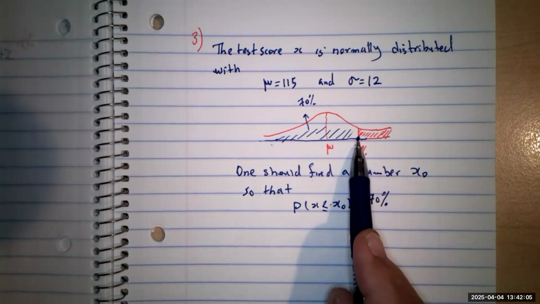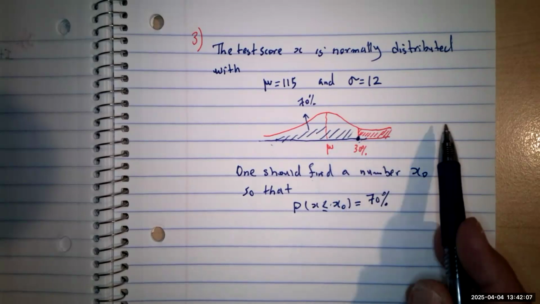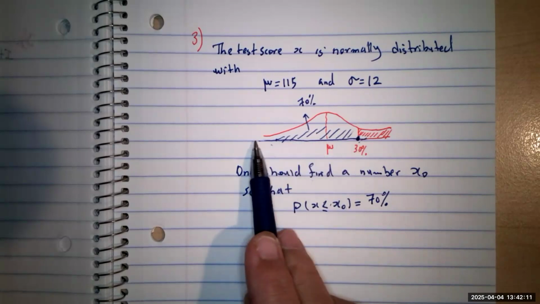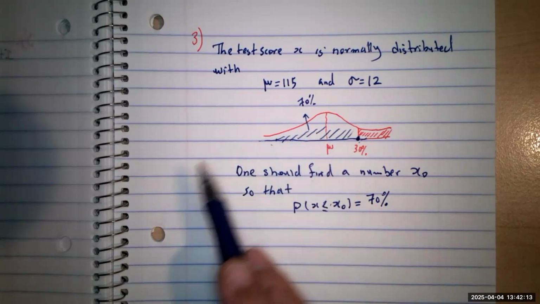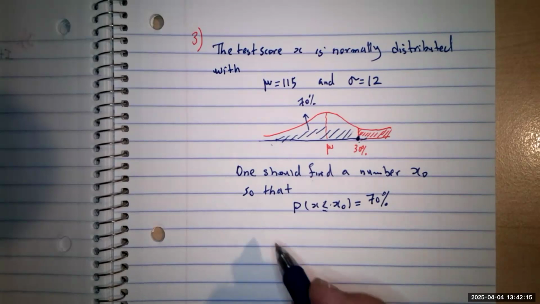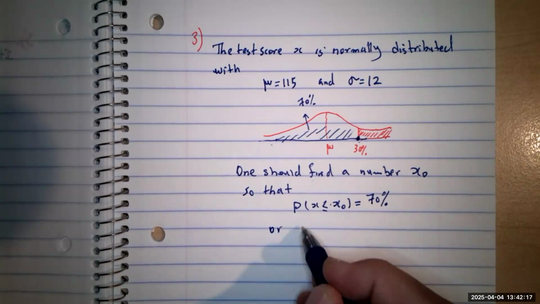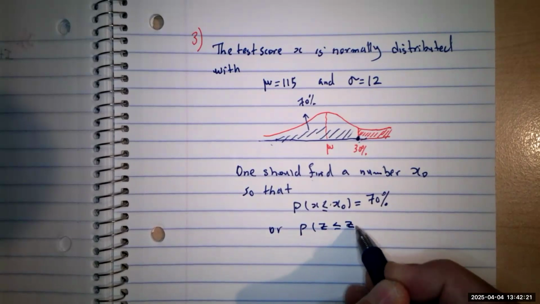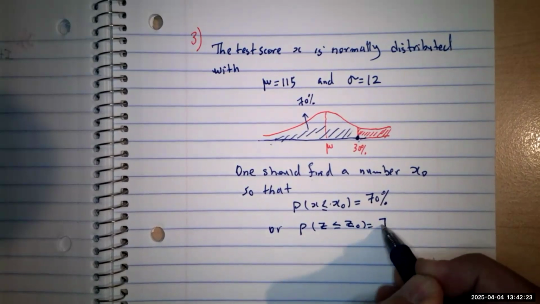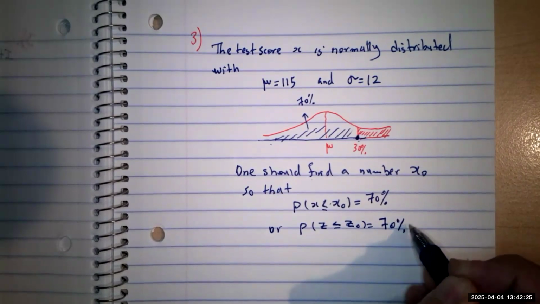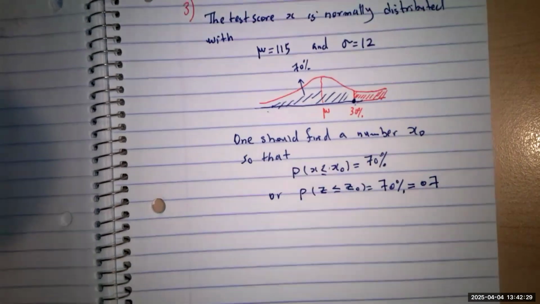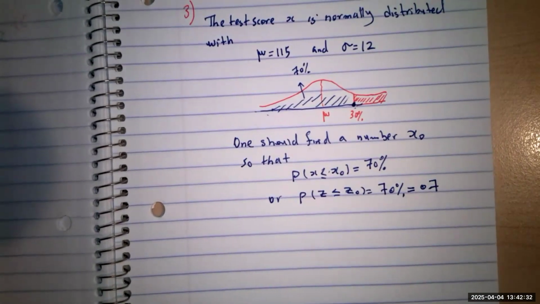The probability that X is greater than x0 is 30%. But since you want to find it from the table, you have to get the area to the left. Or you can find P(Z < z0) equal to 70%, if you want to go to the z curve from the table. So if you want to do it manually, this is the way you do it.